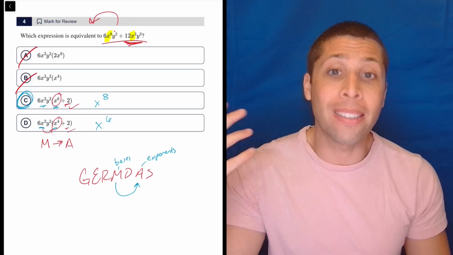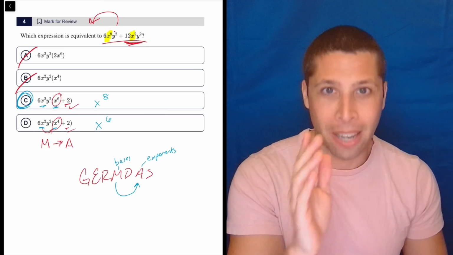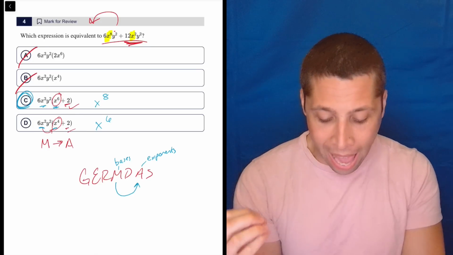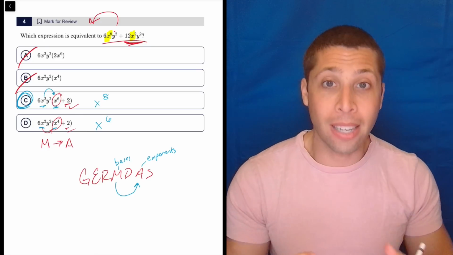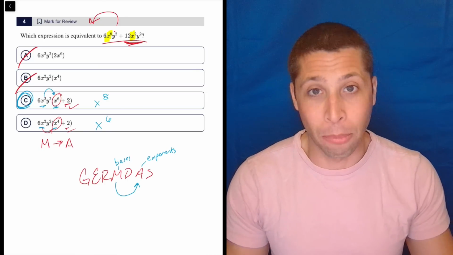Because what does that mean? That means 8 x's all multiplied together. x times x times x times x times x times x times x times x, right? And so when we have 2 of them getting multiplied by 6, that's now 8 x's all getting multiplied together. So that's kind of where it comes from.